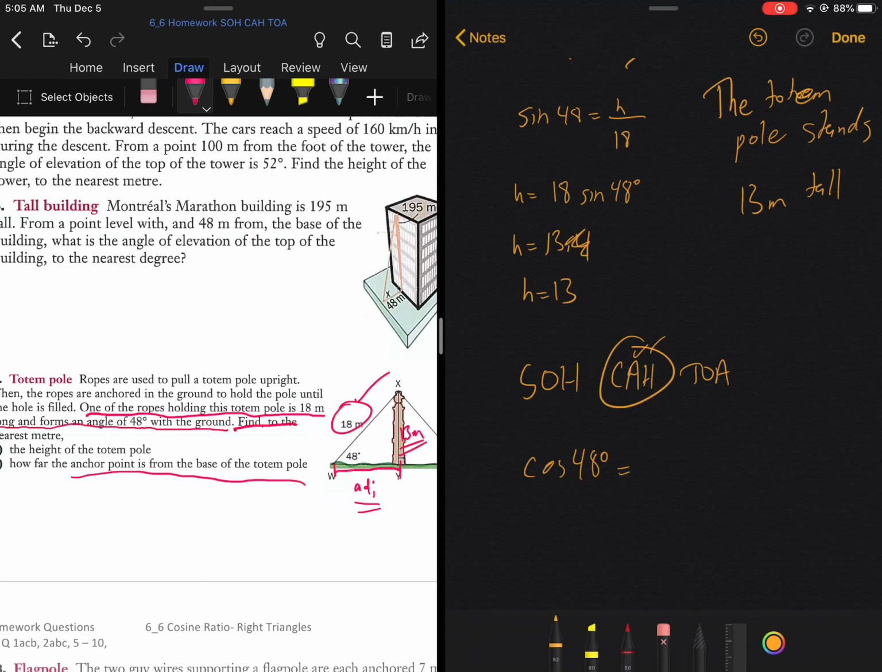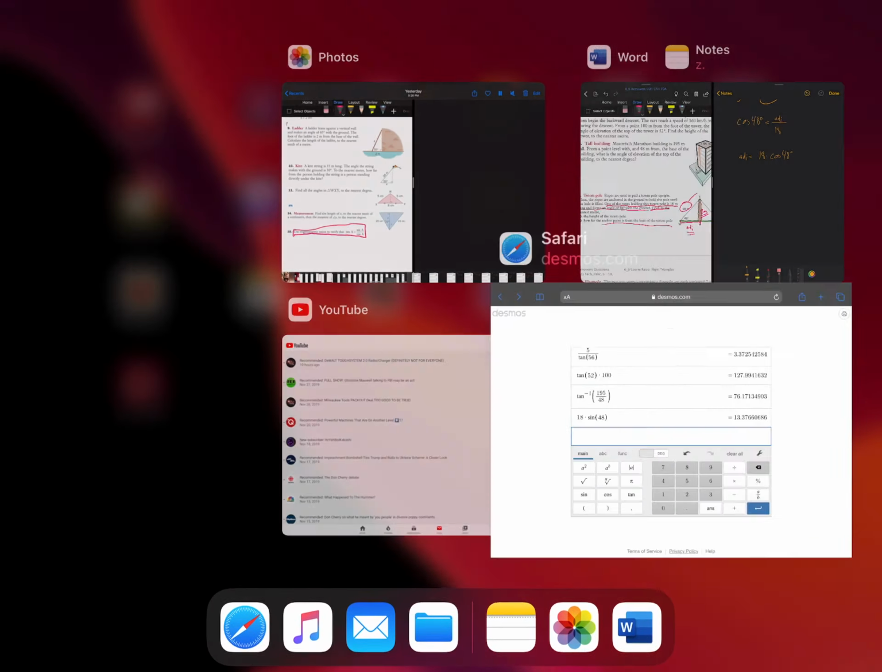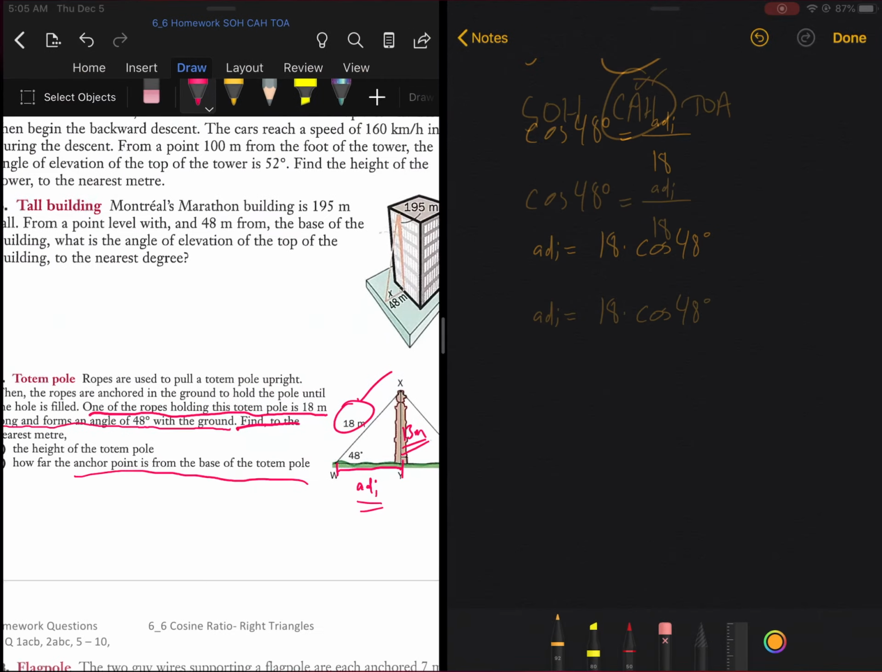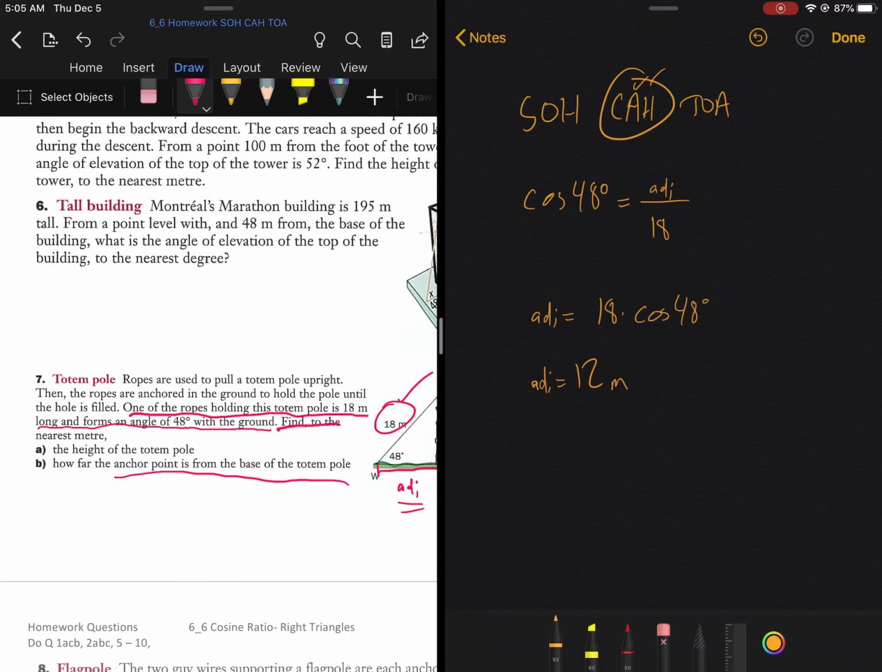We're going to use cos of 48 degrees equals adjacent over hypotenuse, 18. So adjacent is equal to 18 times cos of 48 degrees. 18 times cos of 48. That's equal to 12. And that's question 7. All done.